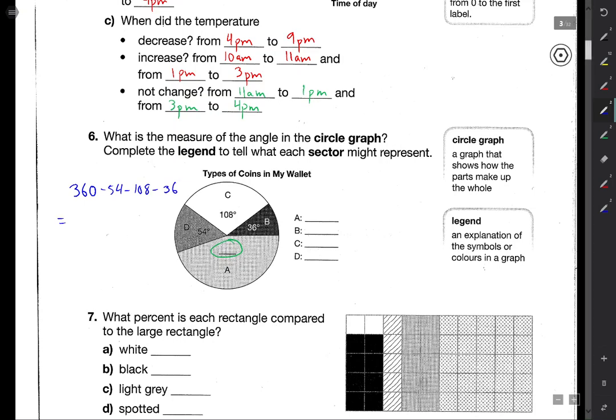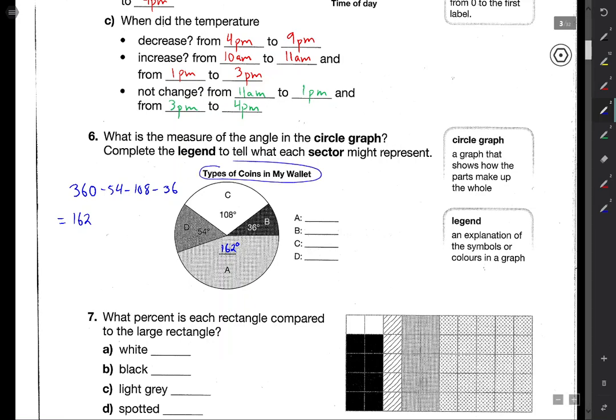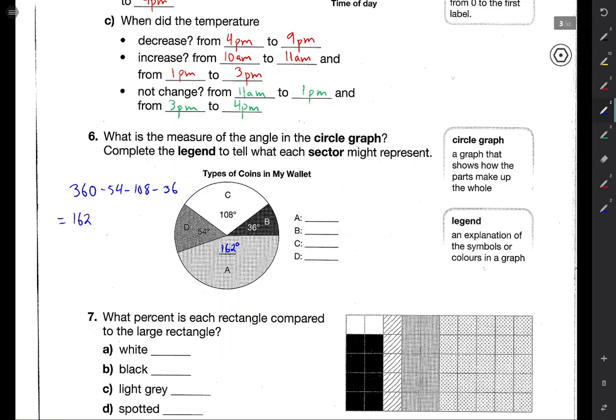So if you plug that in your calculator, you will get 162 degrees. So that's what's missing here, 162 degrees. And now if you add up 162 plus 36 plus 108 plus 54, it'll equal 360 degrees. And now we need to come up with a legend for this graph. Now this graph is types of coins in my wallet. So really we just have to pick a bunch of different types of coins to represent each letter.